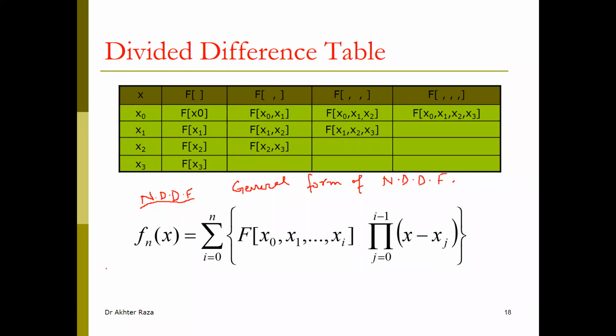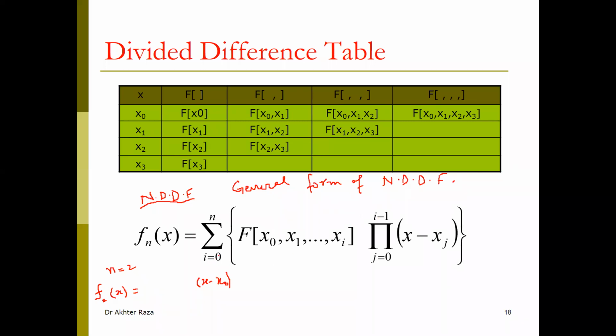I am writing this for n is equal to 2. For n equal to 2, we can write f2(x) equal to the summation for i equal to 0 to 2. If I put 0, this will be equal to f of x0 we have here. And here we have j equal to 0 up to i minus 1. If it is 2, we have 0 to 1. So 0 to 1 means we have x minus x naught, and the value of i will be 0. If the value of i is 0, we have 0 minus 1, it is minus 1. So we cannot put 0 here because it will be negative 1.